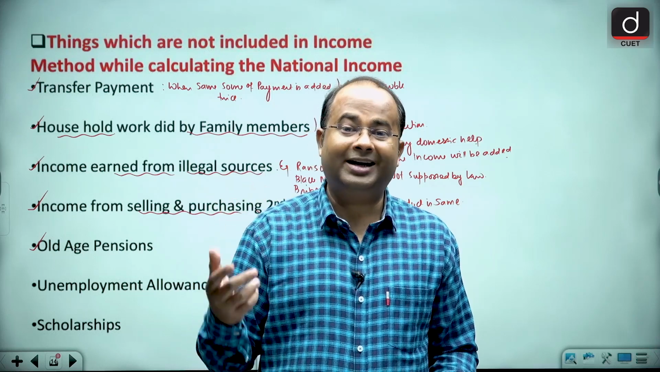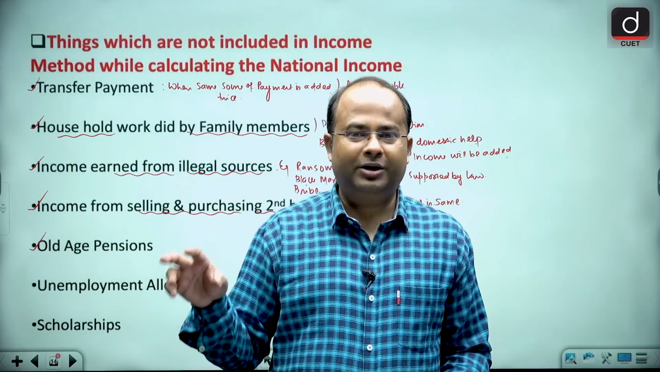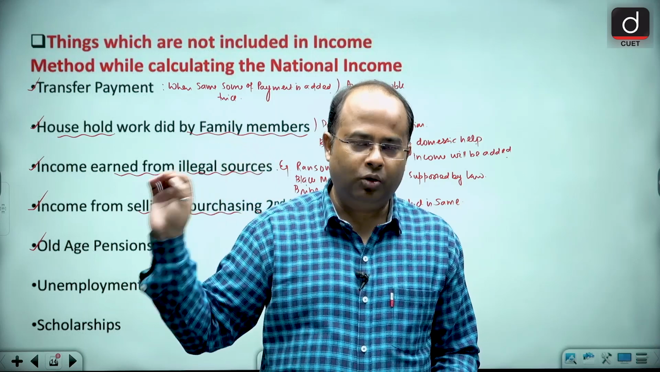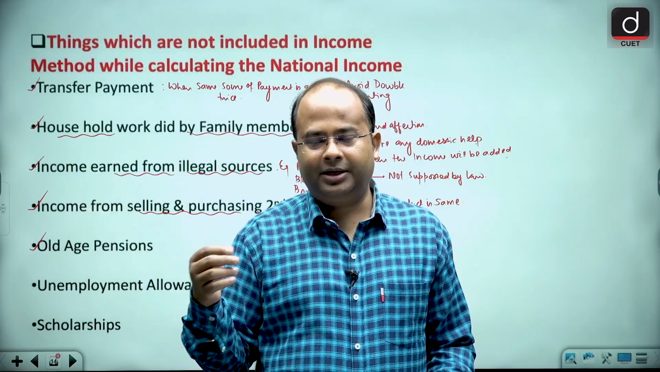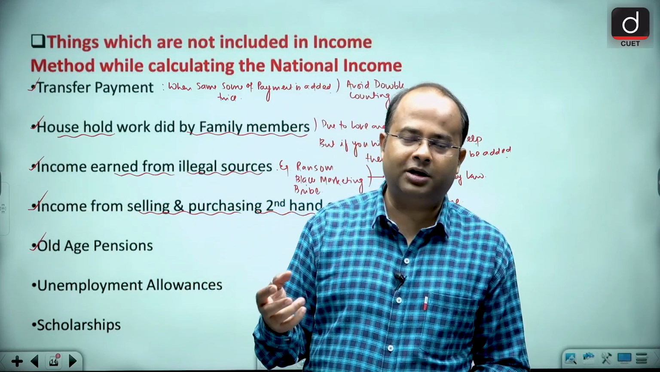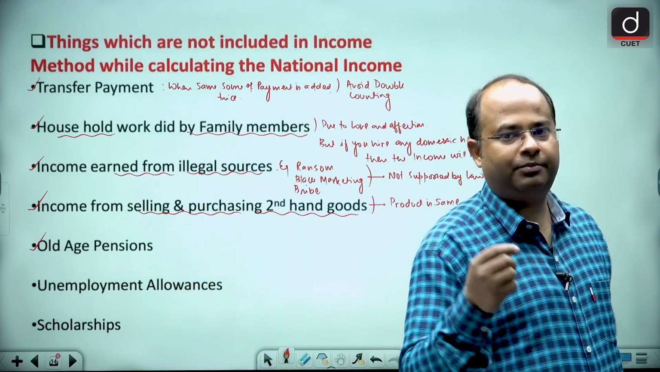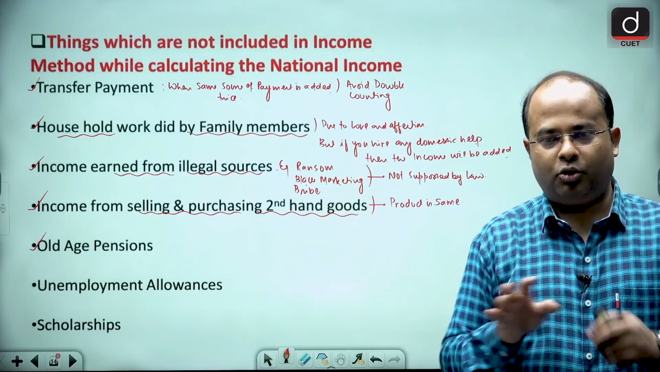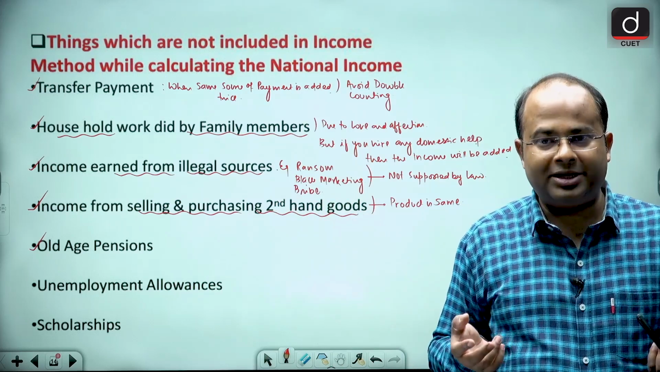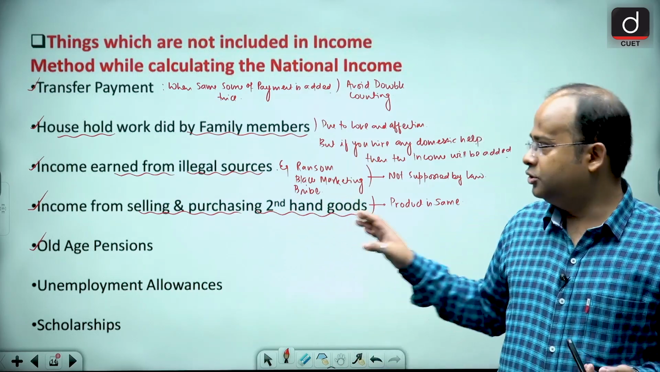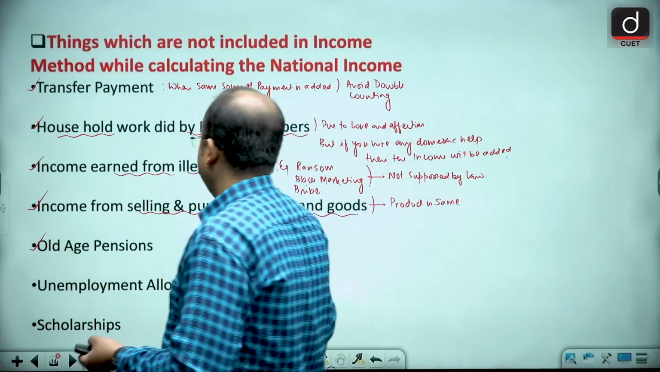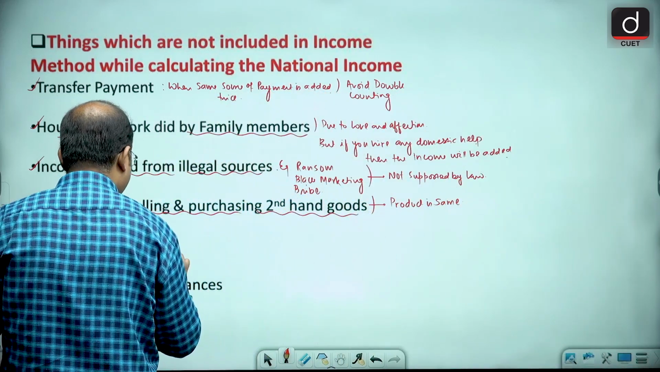It does not generate any income. Although it is an income for the old age people, it does not have any type of productional factor. So this income, did it come from any productional activity? Does the old age pension come from any productional activity? So it is not being added, the reason is that there is no productional activity involved.